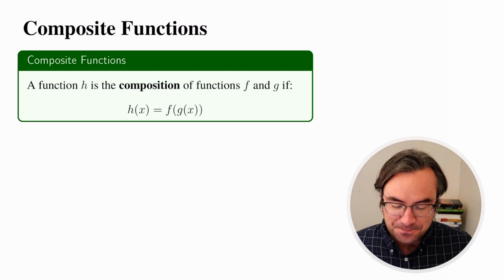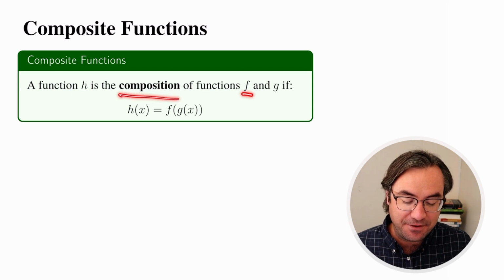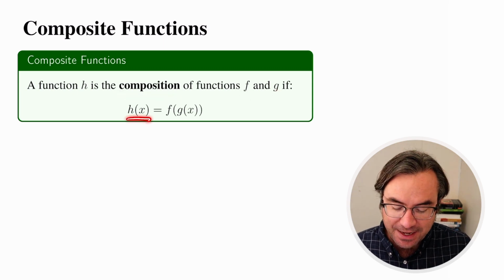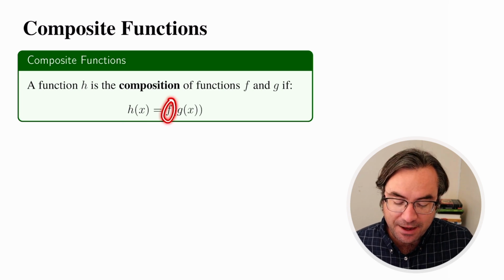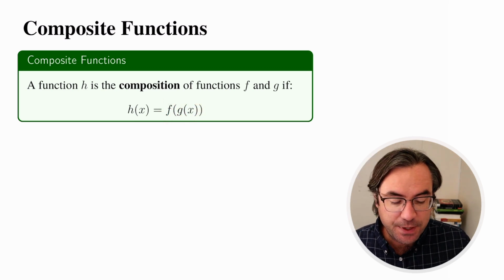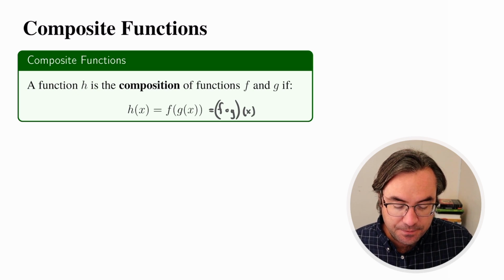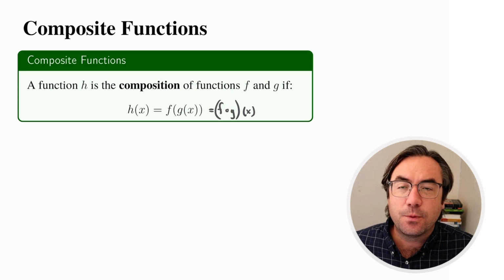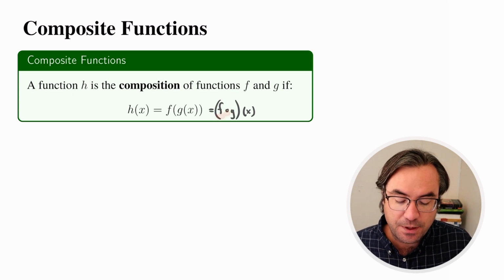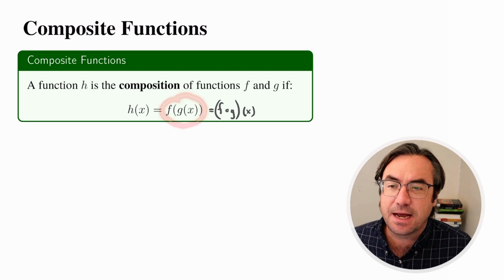All right, so let's look at the definition. A function h is the composition of functions f and g if h of x is equal to f with g of x plugged into it. There is also this other notation. We don't use this one too much, but maybe you've seen it. It's this little open circle here. And the way we read this is f composed with function g. But this way is how we actually calculate the composition.